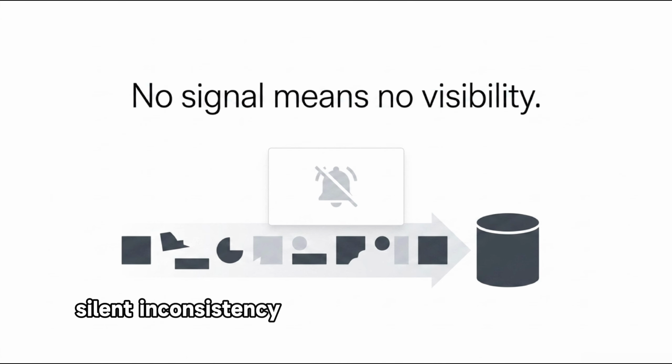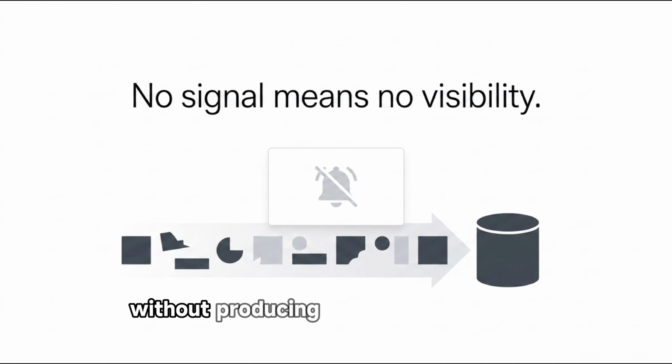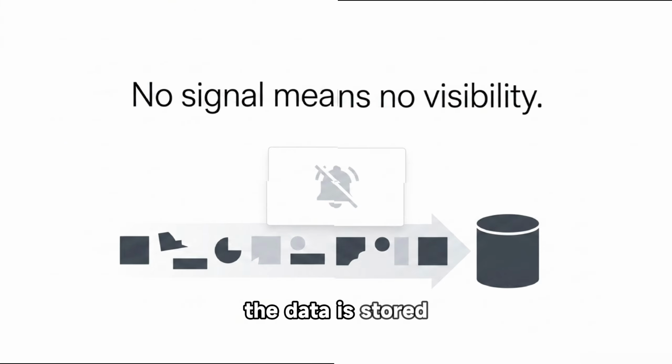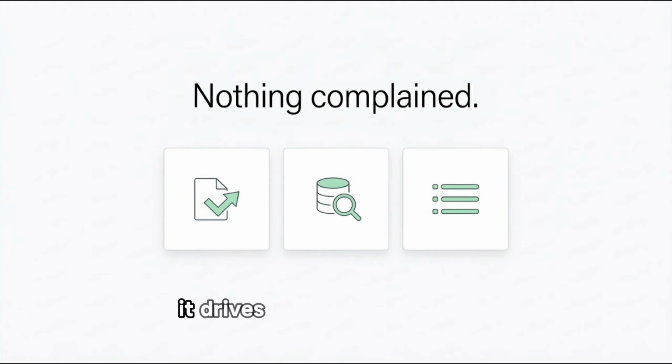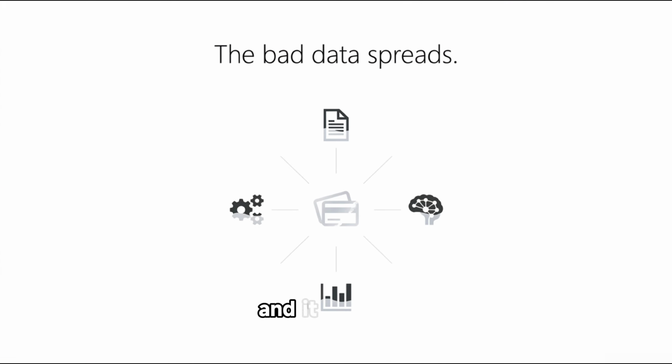Silent inconsistency is the category of data failure where incorrect data enters or persists in a system without producing any signal that it has. No rejected write, no failed query, no exception in a log. The data is stored. It is returned. It drives reports, trains models, populates dashboards, and feeds downstream systems. And it is wrong, quietly, invisibly, for however long it takes for the consequences to surface somewhere that someone notices.